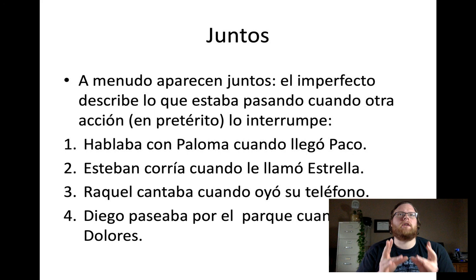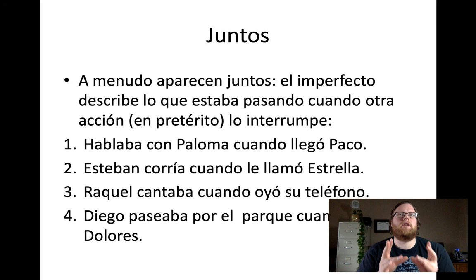O Diego paseaba por el parque cuando vio a Dolores. So here, how long was Diego walking around the park? We don't know. But then at one specific moment in time, he saw Dolores.